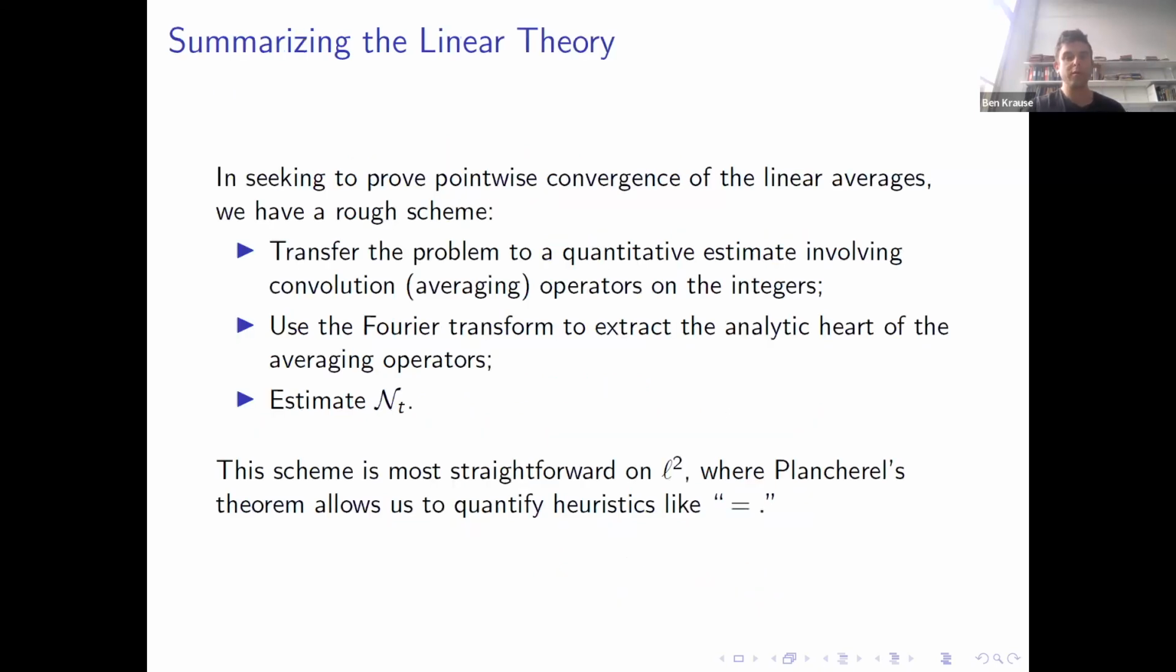So in seeking to prove pointwise convergence of these averages that Bourgain considered, there's a rough scheme. Use transference to reduce the problem to proving a quantitative estimate involving convolution operators on the integers. You use the Fourier transform and the circle method to capture the analytic heart of the operator. And then you estimate the jump counting function. This is quite straightforward in L2, where all the quantities that I've used can be quantified by Plancherel, but this still works to some extent on L^p as well.